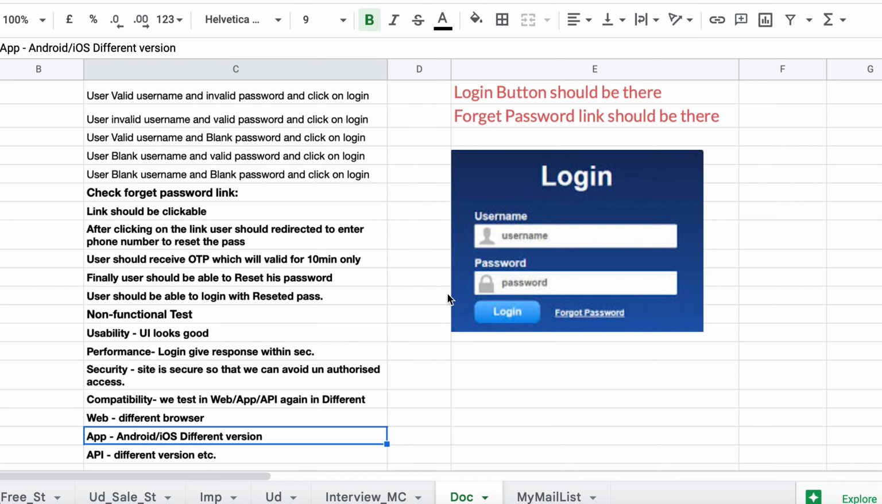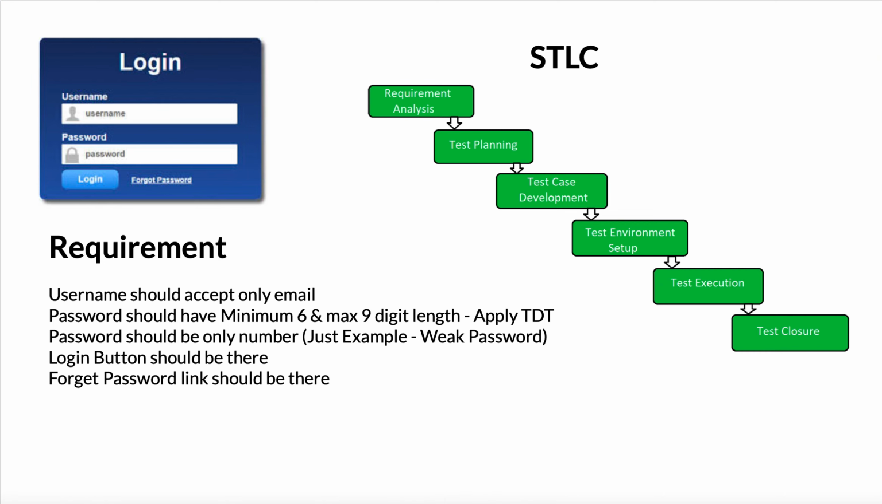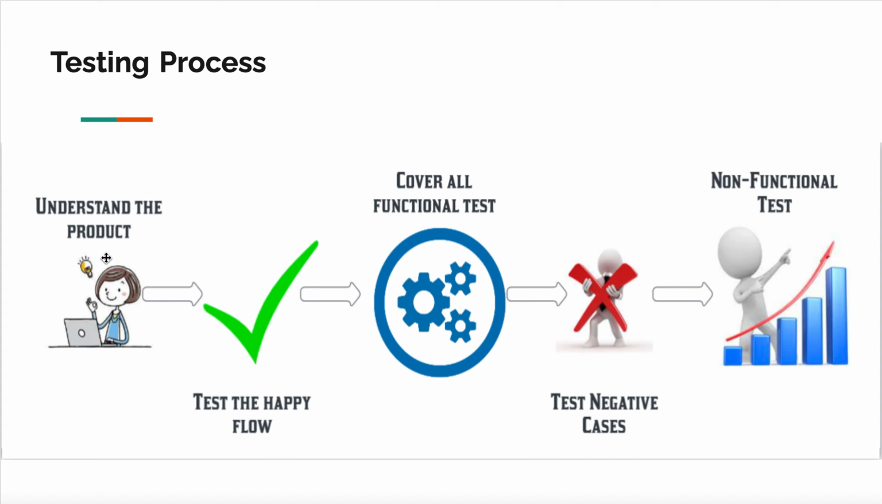Okay, so what we have seen at a high level so far is, first we need to understand the requirement or product, and then we need to test the happy flow, and then cover all the functionality, and then test the negative flow, and then go for non-functional testing.